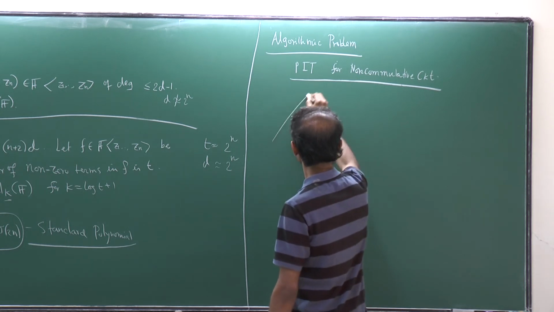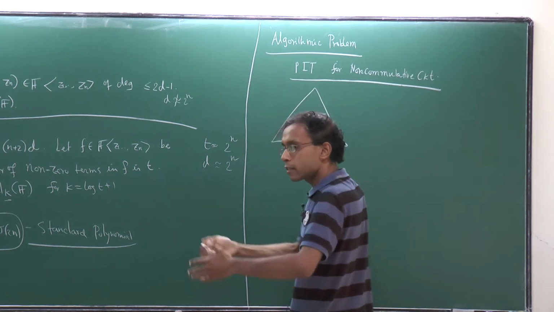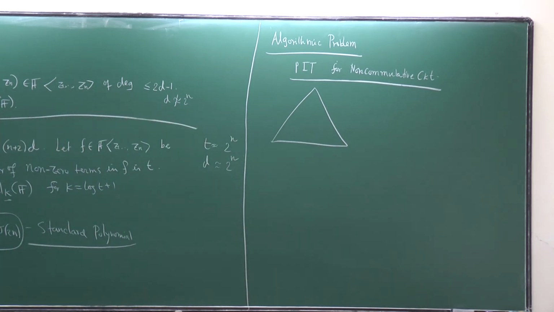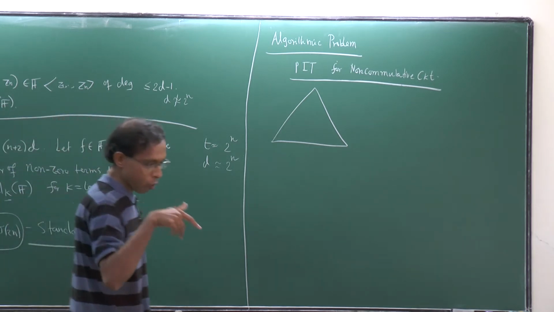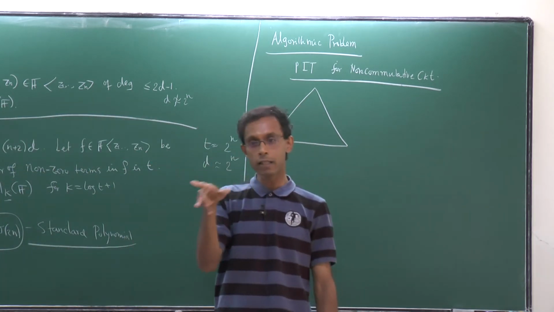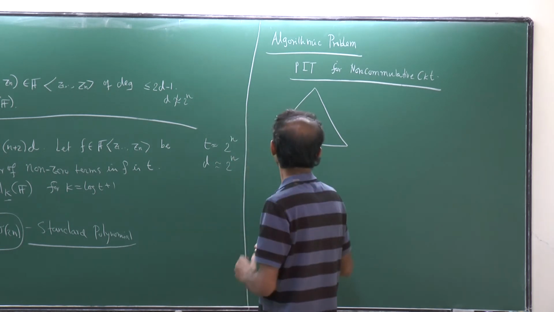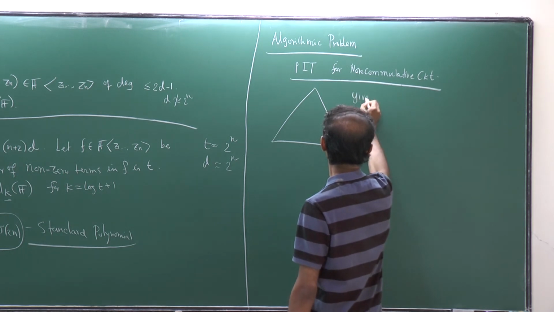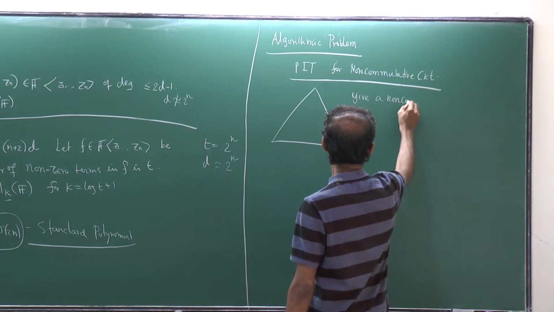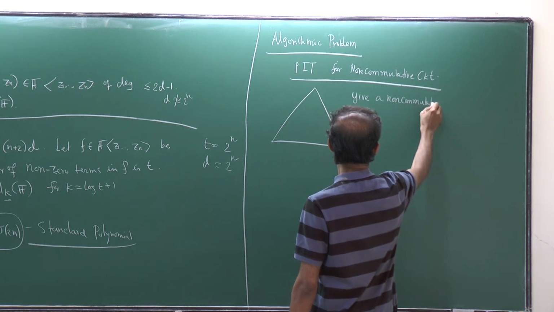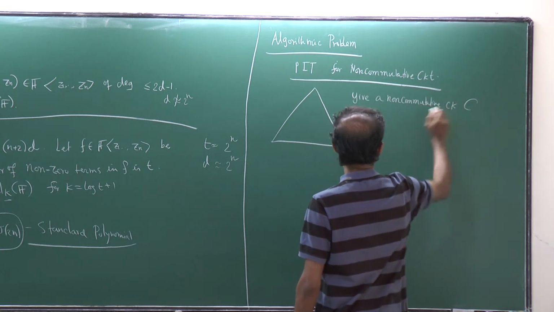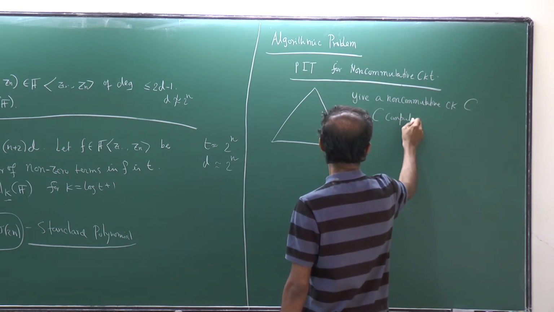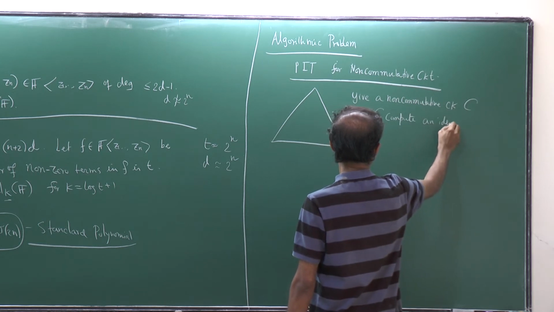So by non-commutative circuit, I mean it's just a standard arithmetic circuit with gates like multiplication and addition. The only thing is that the product gate respects the order of multiplication. It doesn't mix left and right. And the question is the same: given a non-commutative circuit C, does C compute an identically 0 polynomial?